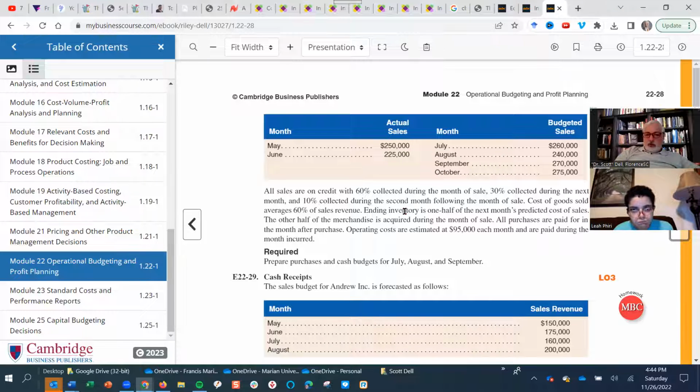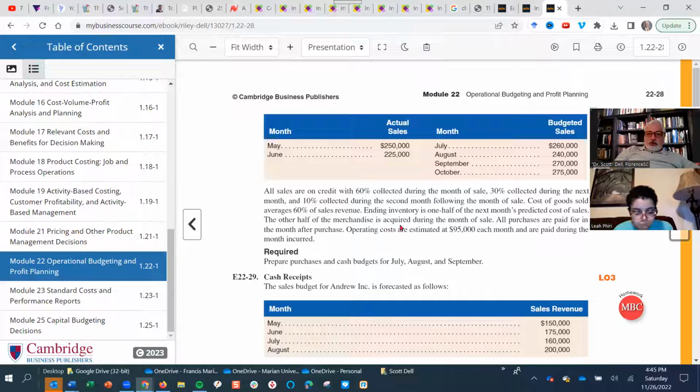We're trying to get a cash budget going. Cost of goods sold are 60% of sales revenue. So 60% of these numbers are the costs of the goods sold, which is the inventory we're selling. So inventory is sold at cost. And ending inventory is 1/2 of the next month's predicted cost of sales. So if we have 60% of, say, the 240, we take half of that, and that's the ending inventory we're desiring at the end of July. Does that make sense so far? Yes, sir. On the same page, good.